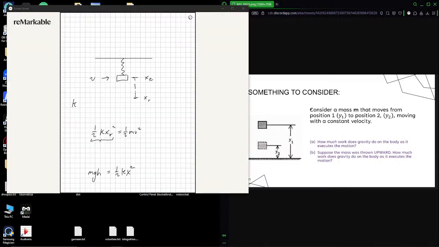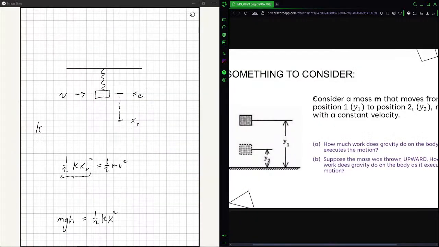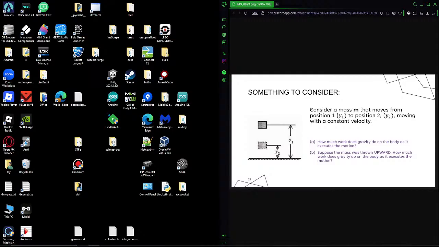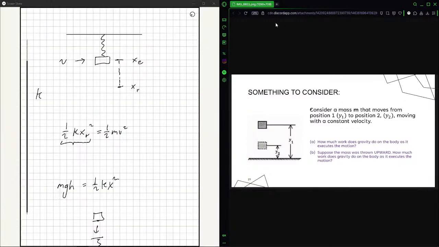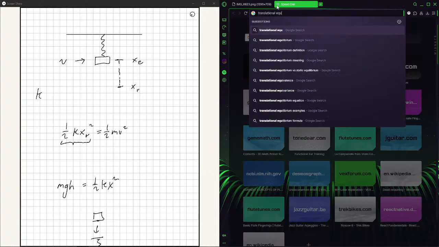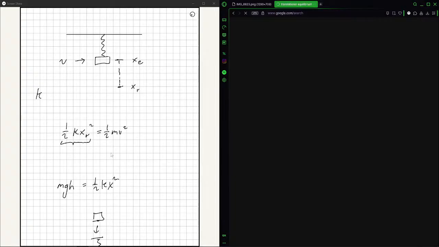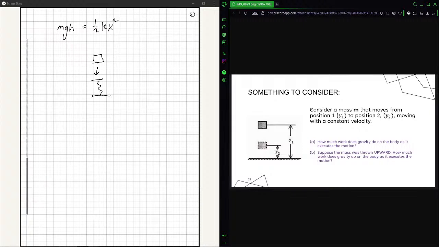I saw a question and it asked me for something about equilibrium. Translational equilibrium. He never mentioned that before. I'm assuming that translational equilibrium is when there are no forces acting on it, right? I think it's just when F net is 0. Yeah, the net force is 0. So it could have a constant velocity, but what matters is that F net is 0. That's all it is. There's no acceleration.